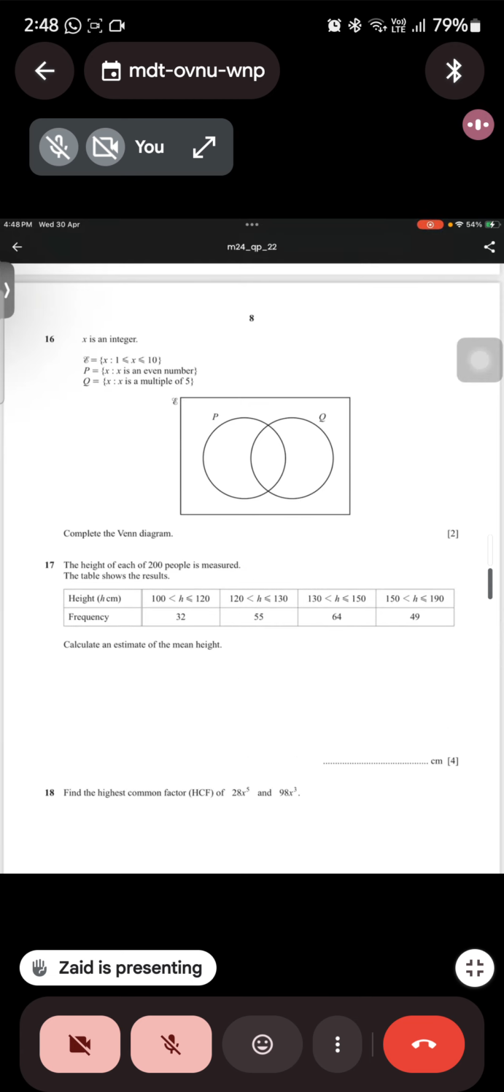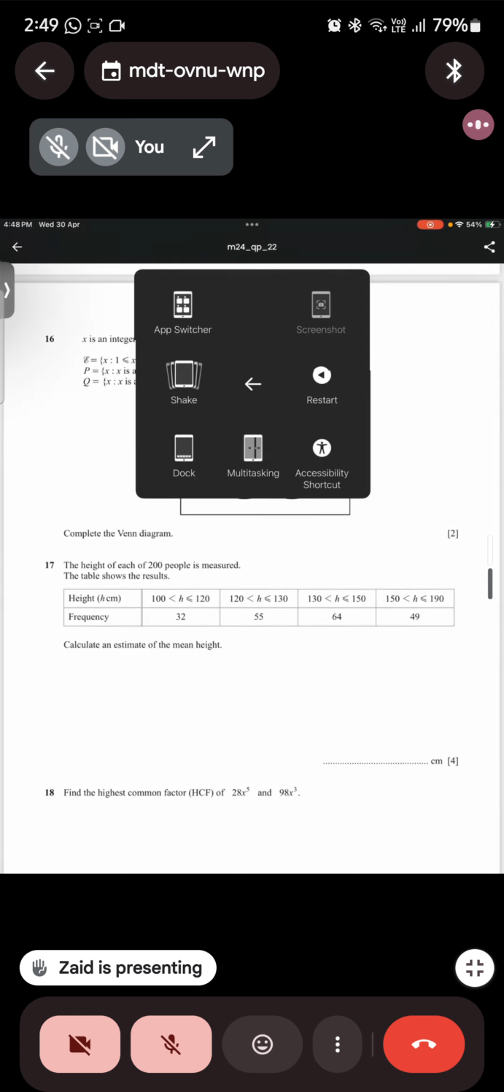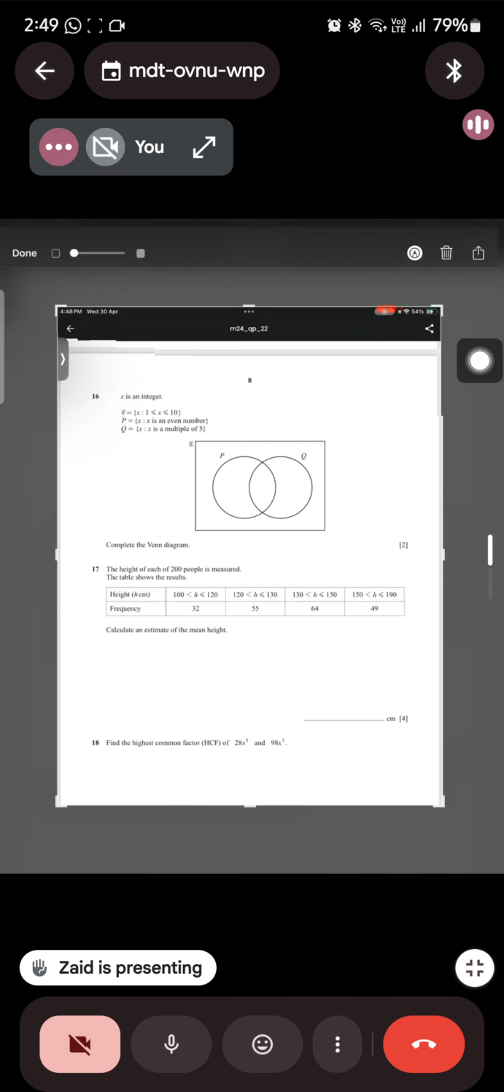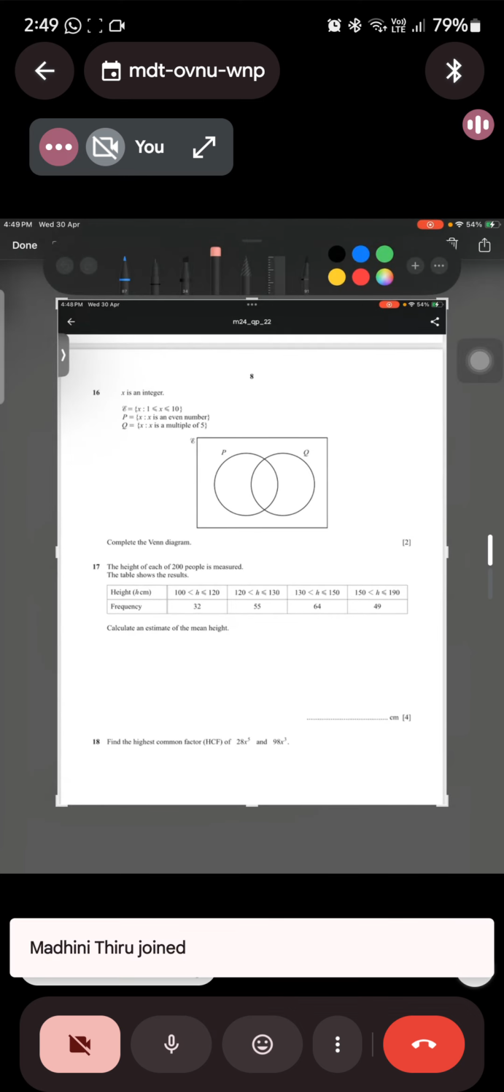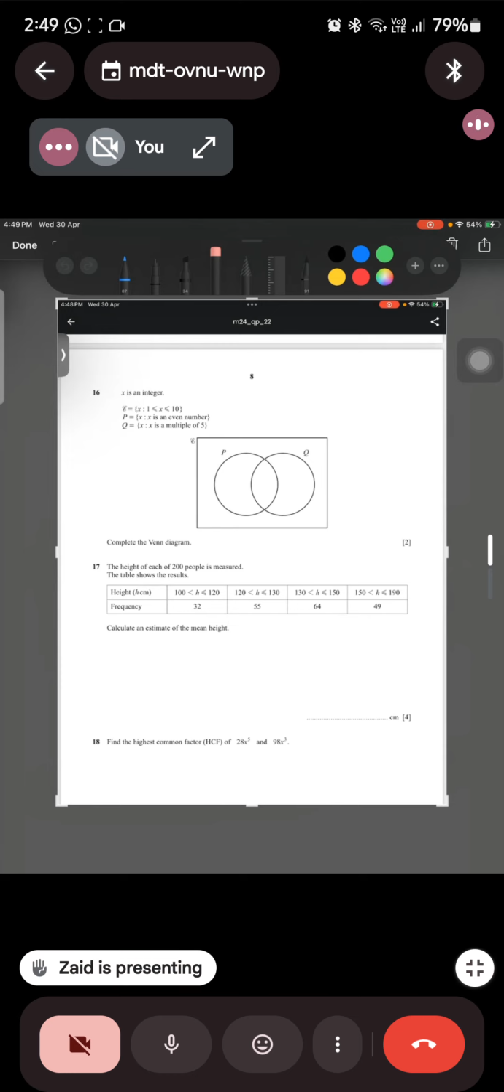Complete the Venn diagram. Okay. Universal set is 1 to 10. P is even number and Q is multiple of 5. So it's a very good idea to write down all the members. Okay, 1 to 10, even numbers that come within 1 to 10. So 2, 4, 6, 8, 10. 10 is included. Okay, multiples of 5. So 5 and 10. So what is common between P and Q is 10.